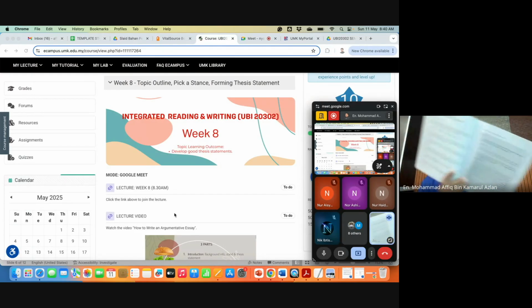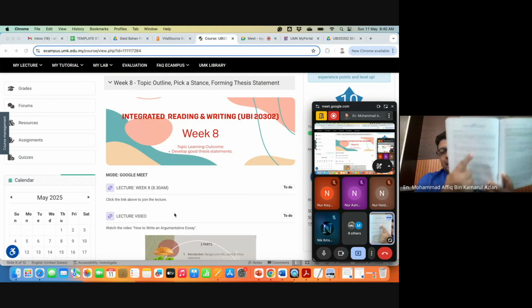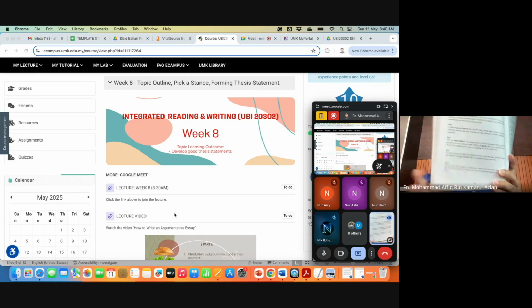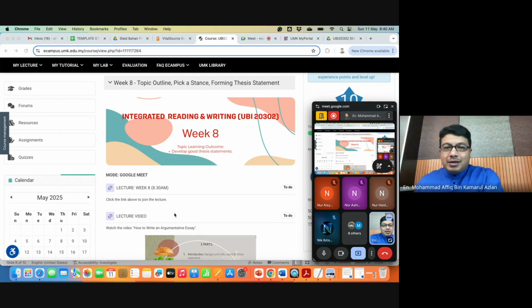Week 8 is from unit 6 of the textbook, page 98. So this is how to write the introduction paragraph. What do we have in the introduction paragraph? First, we have the hook sentence, page 98.